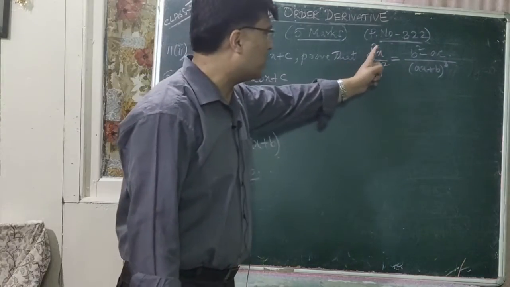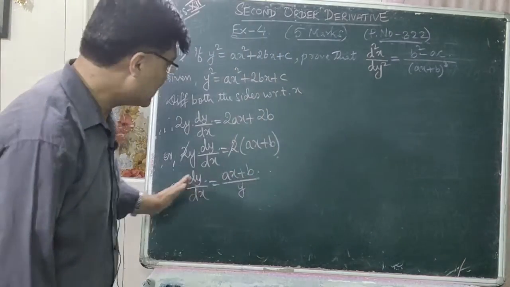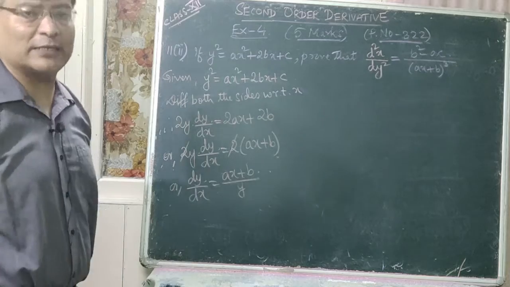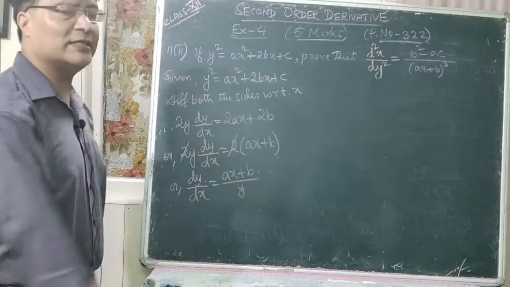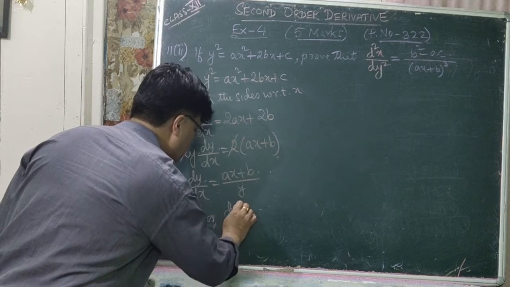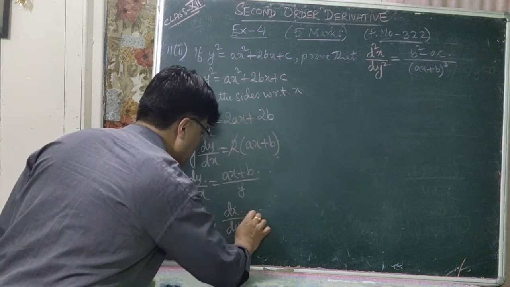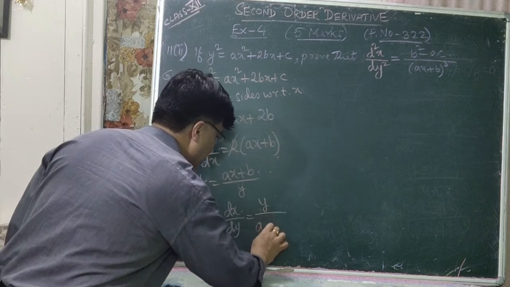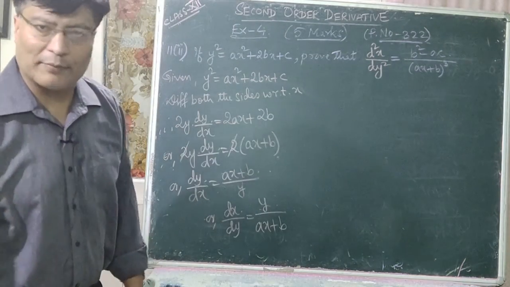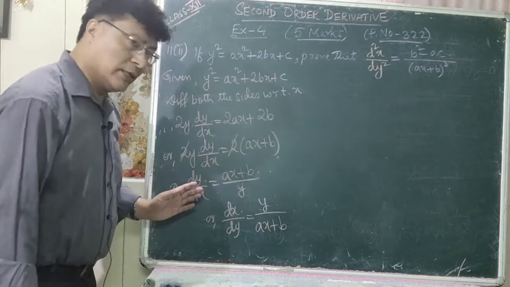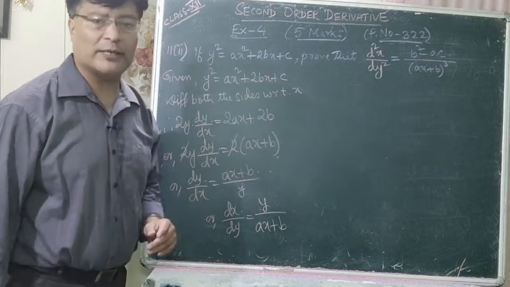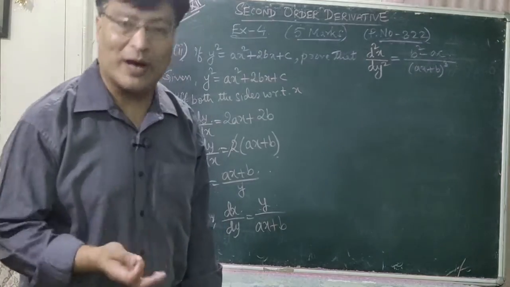Now since you have to get d2x by dy square, let us invert both the sides, because you have to get dx by dy in order to get d2x by dy square, right? So let us invert both the sides. So dx by dy is equal to y upon ax plus b. So I think you have understood it. Now in order to get d2x by dy square, let us differentiate both the sides with respect to y.